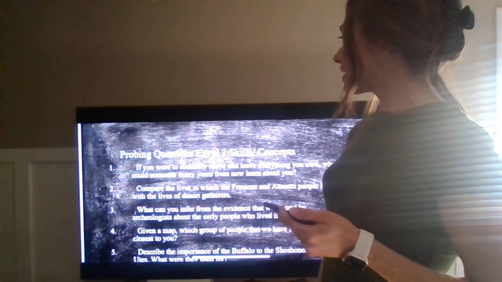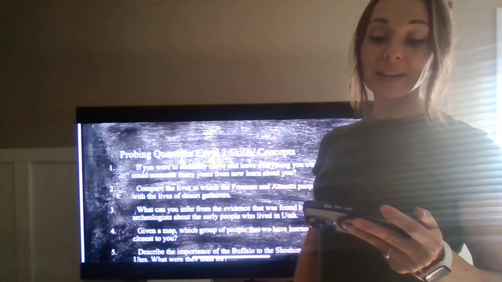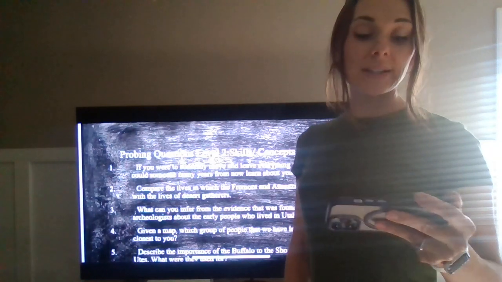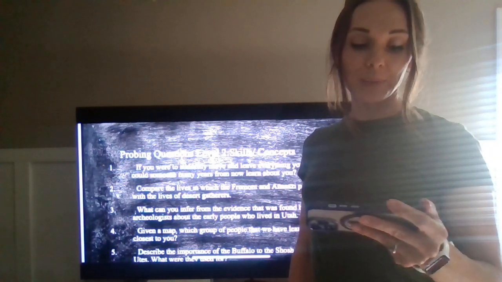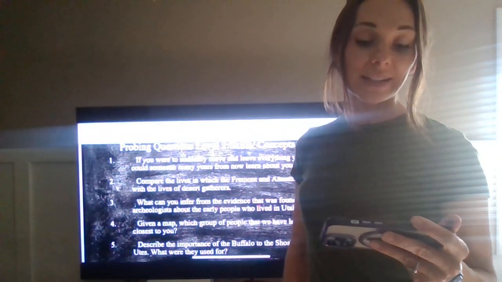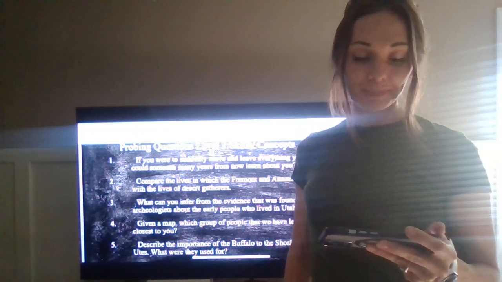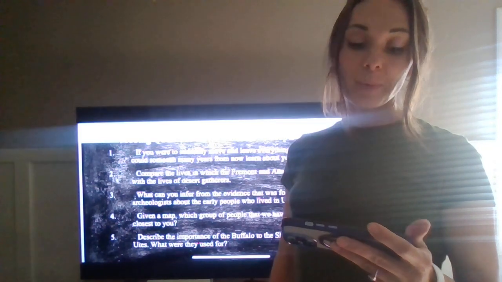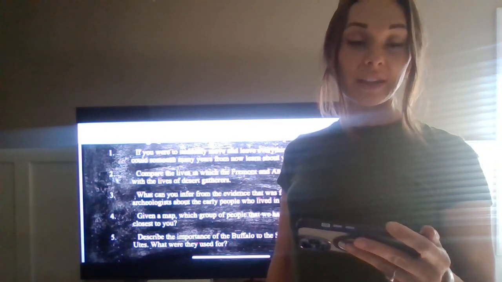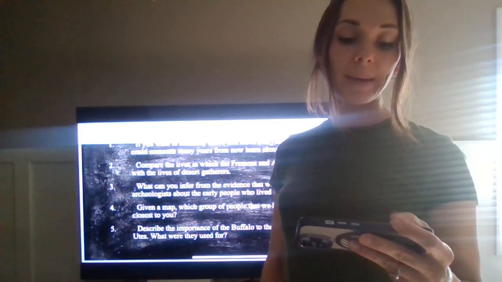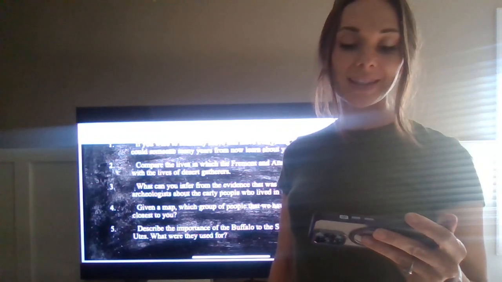So some examples of level 2 questions could include, if you were to suddenly move and leave everything you own, what could someone many years from now learn about you? What can you infer from the evidence that was found by archaeologists about the early people who lived in Utah? Given a map, which group of people that we have learned of lived closest to you? Describe the importance of the buffalo to the Shoshones and the Utes. What were they used for?